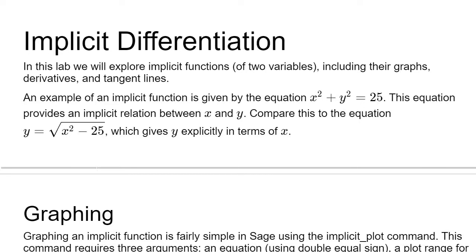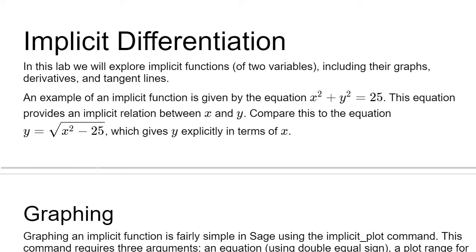So here's an example of an implicitly defined function, x squared plus y squared equals 25. Compare that to this explicitly defined function, y equals the square root of x squared minus 25 right here. In this explicit definition, if I tell you x, you plug x in and you calculate and you get y exactly. In this implicit kind of equation, if I give you an x, you can figure out the y's that go with it, but you kind of have to solve for y. So you're given y implicitly instead of explicitly like this formula.